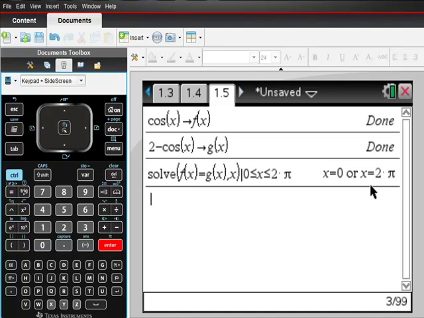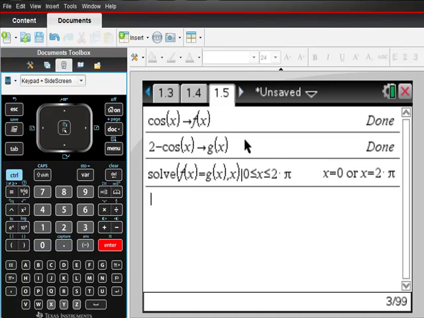For some reason, if you did it with a piecewise function and put the piecewise function in up here and then just said solve f of x equals g of x and didn't include this part, it would only give you x equals 0, and it would leave out x equals 2 pi. And we still don't really know why it did that. But if you use such that, everything will be better.